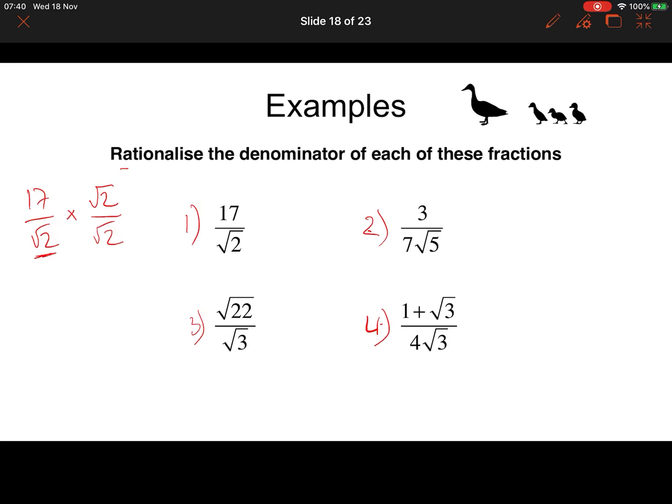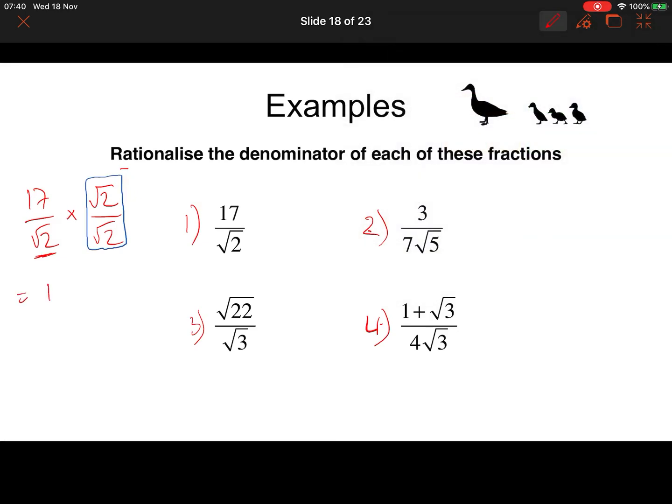Now, just think very carefully about what's going on there. What is the value of this? Root 2 divided by root 2 is equal to 1. So what I'm really doing is 17 over root 2 times 1. And if I times anything by 1, the value of it doesn't change. Okay, so I haven't changed the value of my fraction at all, because I'm timesing it by 1. But I am going to change what it looks like.